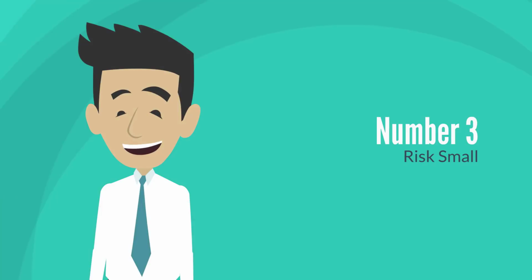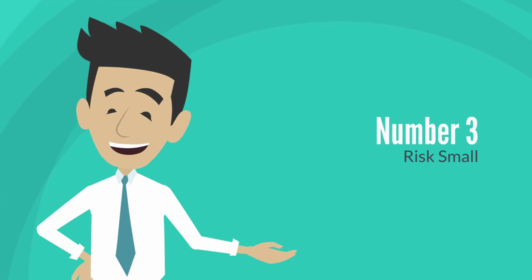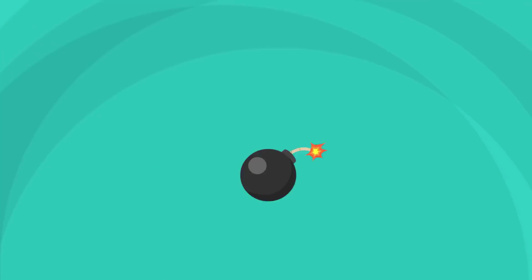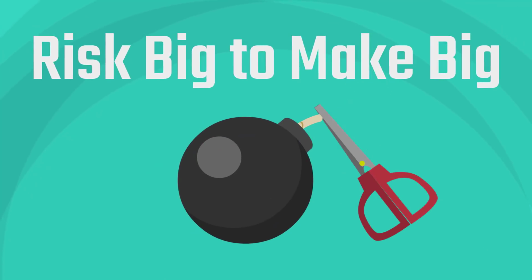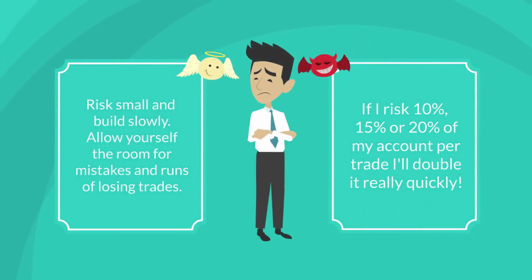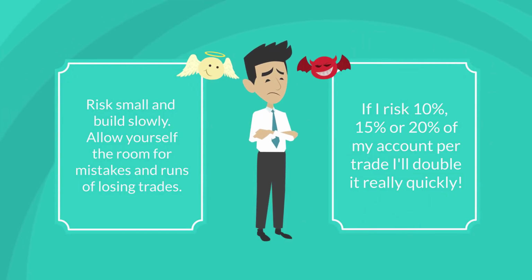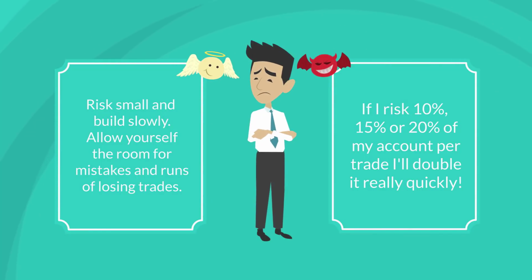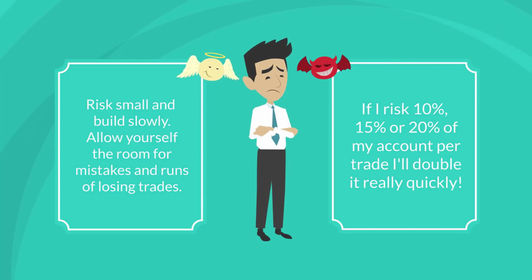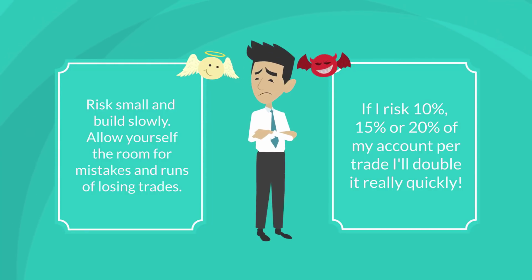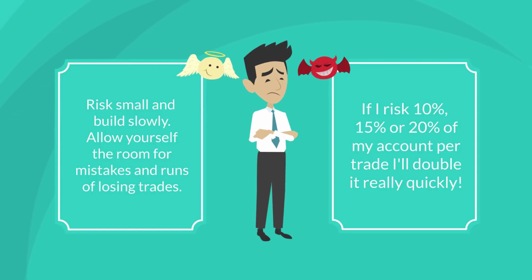The third point to help you grow a small trading account is to risk small. Again, this is contradictory to the risk big to make big attitude, and there is a reason professional traders follow the small risk approach. Instead of thinking that if you risk 10%, 15% or 20% of your account on any trade, you'll double your account really quickly, risk small and build slowly. Allow yourself the room for mistakes and runs of losing trades.